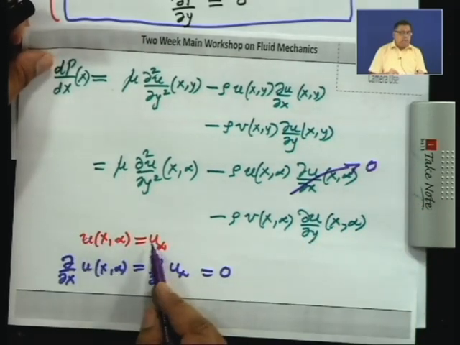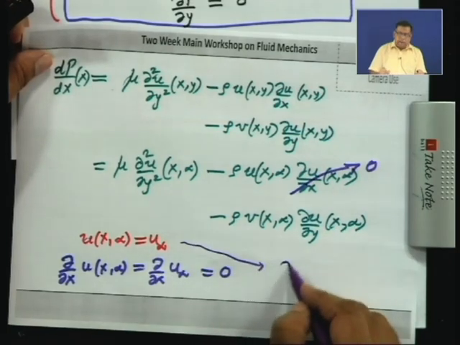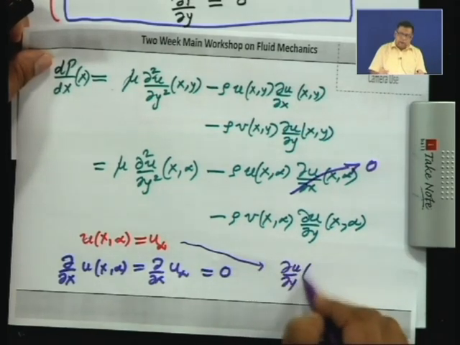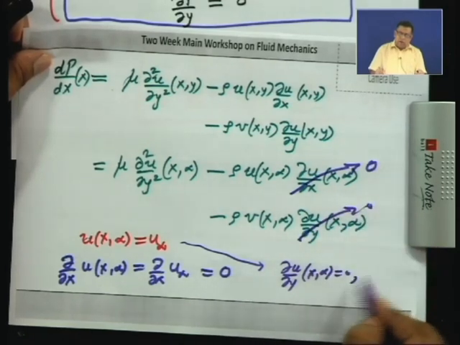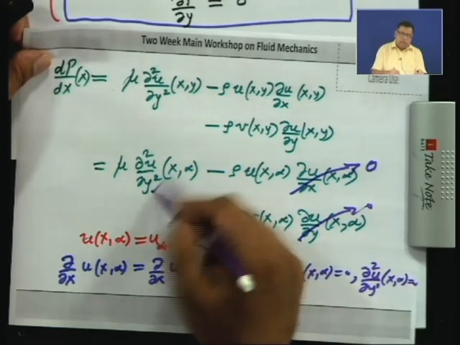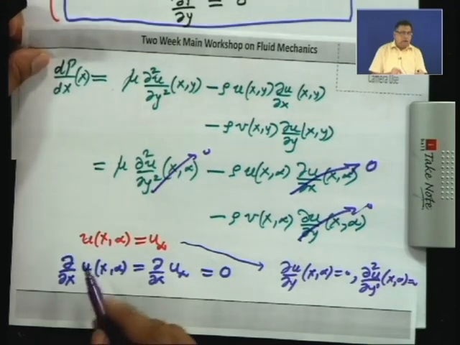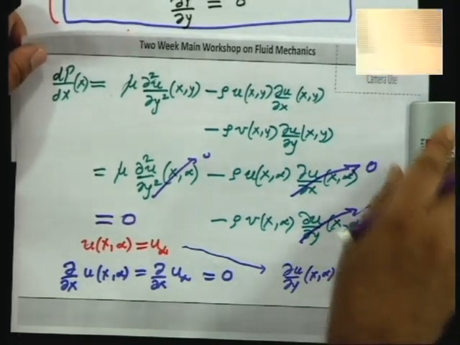Now, this is an asymptotic boundary condition. So, we have seen yesterday that this implies that ∂u/∂y at x comma infinity is 0. So, this term is 0. It also implies that ∂²u/∂y² at x comma infinity is 0. So, this term is 0. So, you can say that dp/dx is 0 for the case of the flat plate.